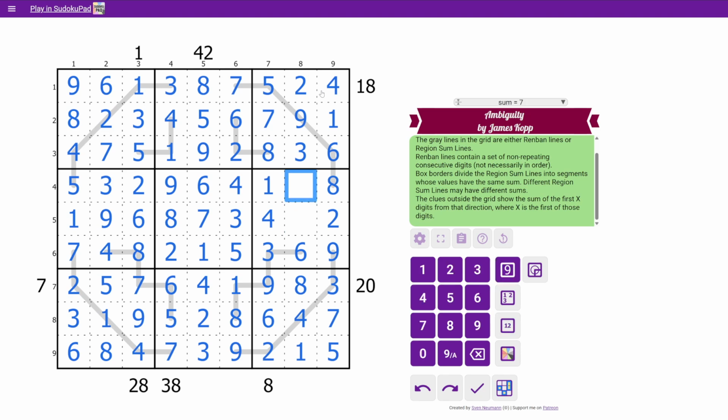And that was a lovely puzzle, Ambiguity by James Kopp. I found that pretty difficult to get going though, but I did have a lot of fun with it. Hope you enjoyed.